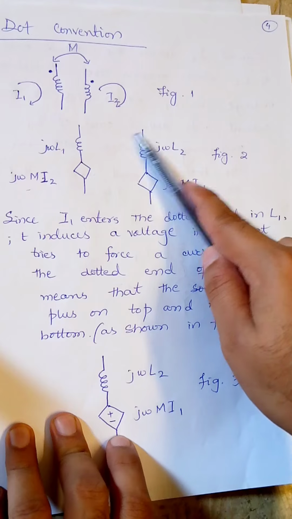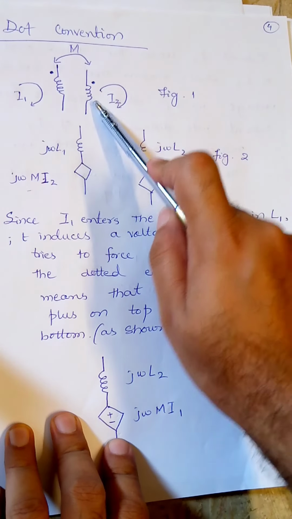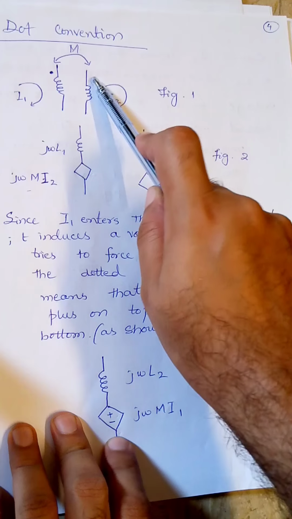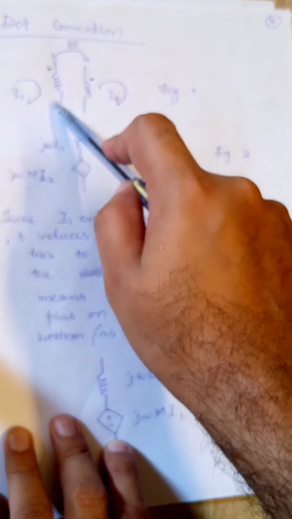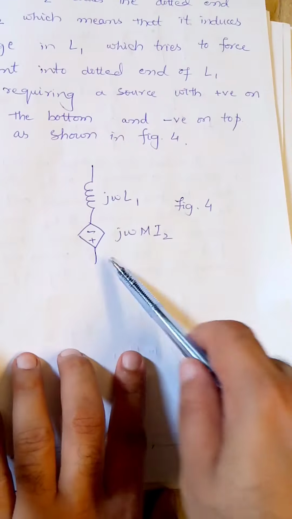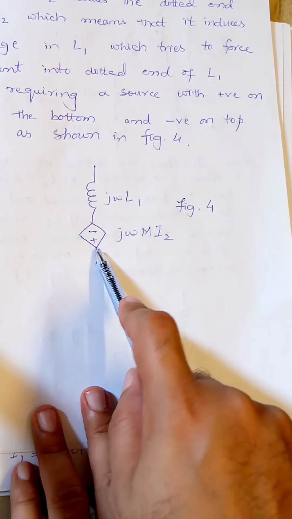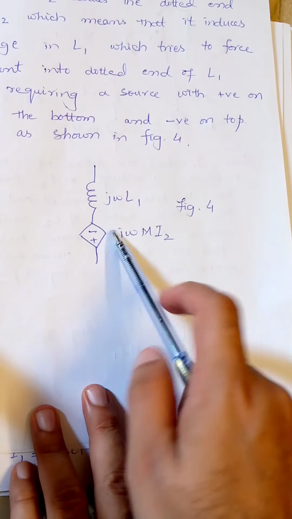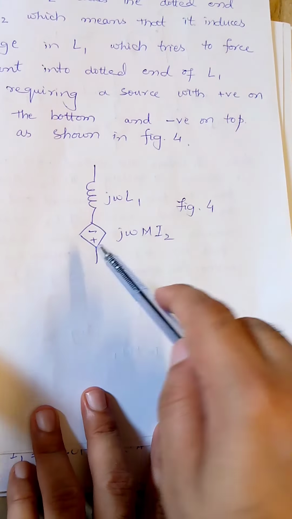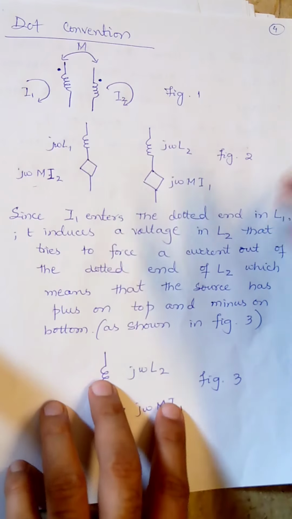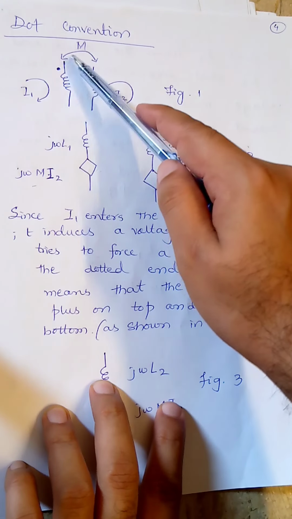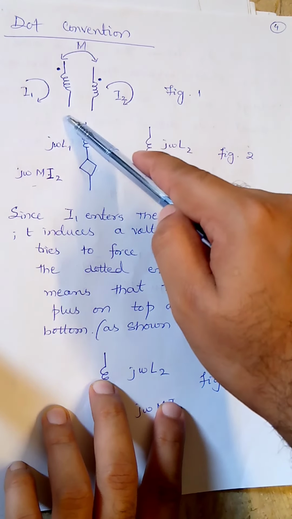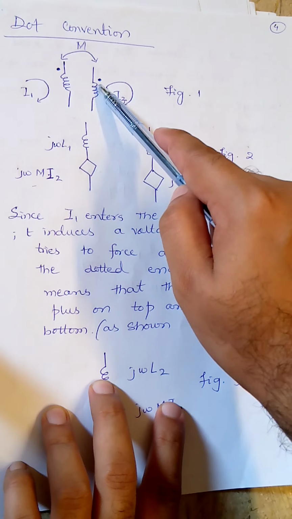Similarly, we can see over here that the current I2 is leaving the dotted terminal in L2. So it would try to make the current enter L1 through its dotted terminal, right? So the voltage source representation would be like this: negative on the top and positive on the bottom. So in a simplified way, we can say that if current enters one coil from the dotted end, it would leave the other coil by the dotted end, right?